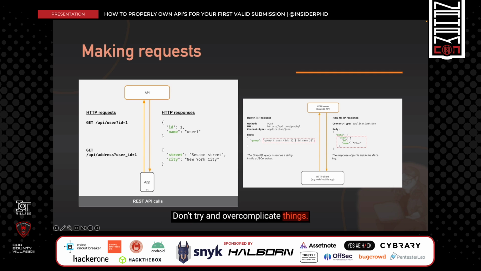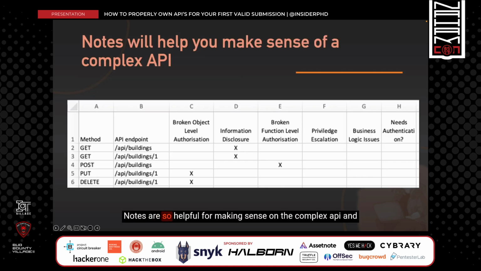But initially, just focus on the functionality you can see in front of you. Don't try and overcomplicate things. Don't try and push to use a bunch of tools. Look at what's in front of you. Hack what's actually in front of you. Notes are so helpful for making sense of a complex API.